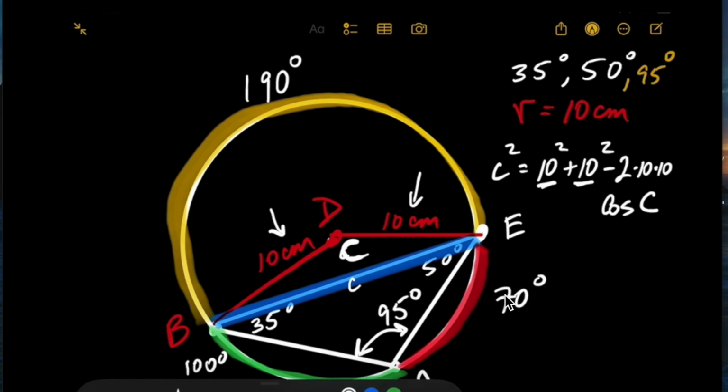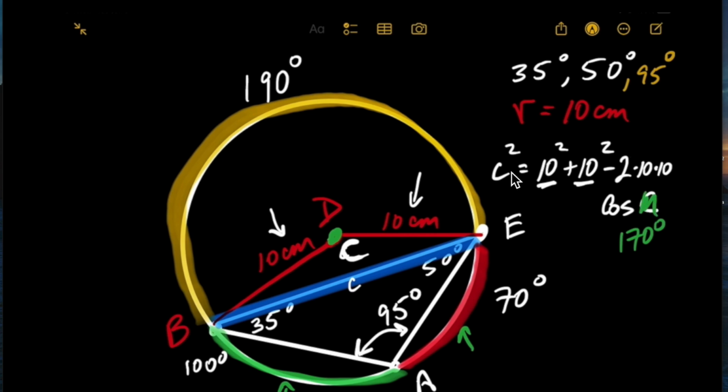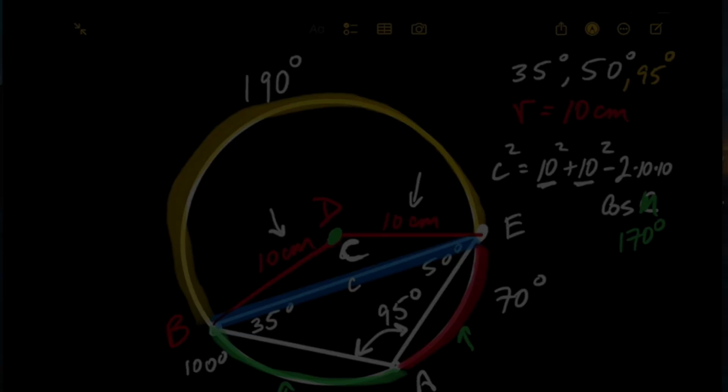Folks, this is a central angle that captures this green arc and that red arc. This green arc is 100 degrees. This red arc is 70 degrees. That means that angle C is going to be 170 degrees. So now we have one unknown and one equation. Let's clean this up a little bit and revisit this.